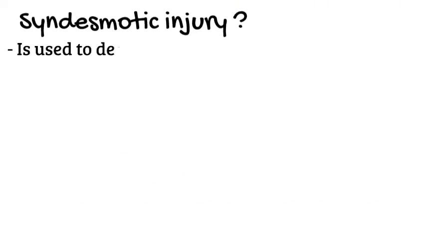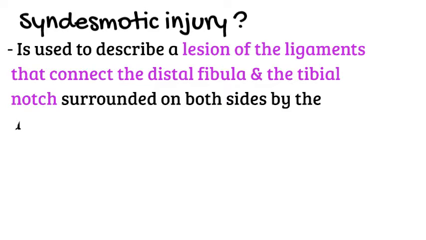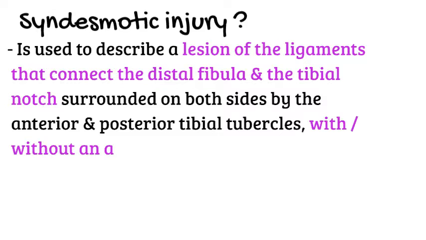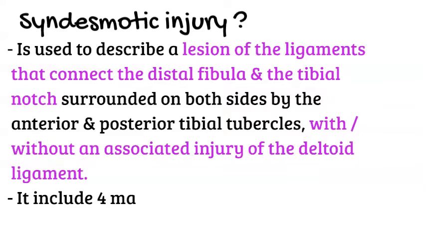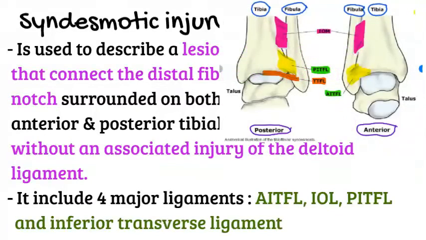What is syndesmotic injury? This term is used to describe a lesion of the ligaments that connect the distal fibula and the tibial notch, surrounded on both sides by the anterior and posterior tibial tubercles, with or without an associated injury of the deltoid ligaments. It includes four major ligaments: AITFL, anterior inferior tibial fibular ligament; IOL or IOM, interosseous ligament or interosseous membrane; PITFL, posterior inferior tibial fibular ligament; and inferior transverse ligament or TTFL.